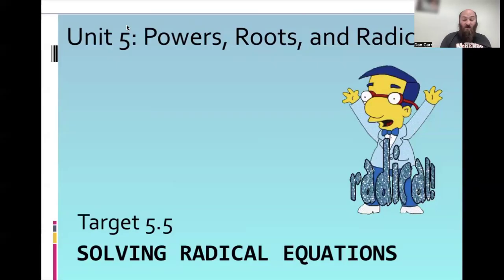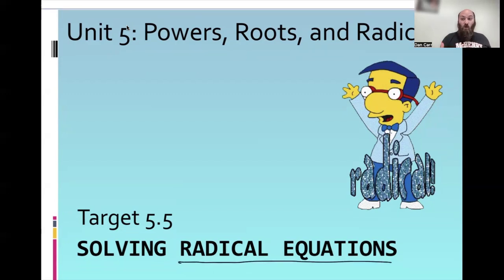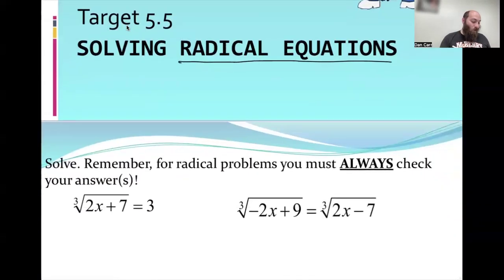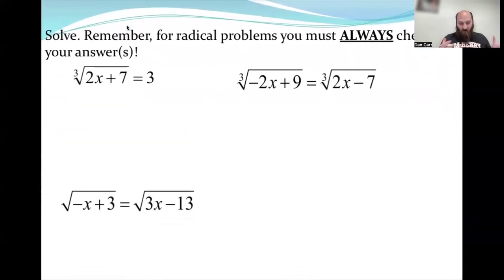Today we're going to be looking at 5.5. We are going to be solving radical equations. These are just some really cool equations, right? Or they're just equations that involve radical symbols. The biggest thing about this is we are just going to take whatever that index number is and do the opposite in terms of exponents.